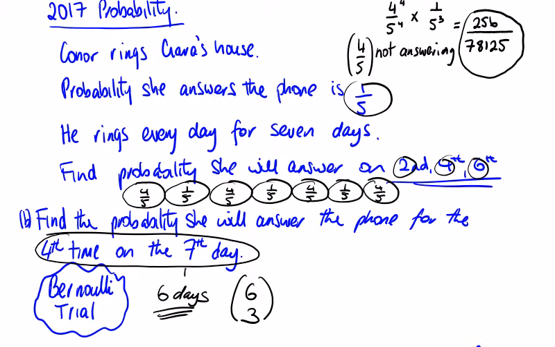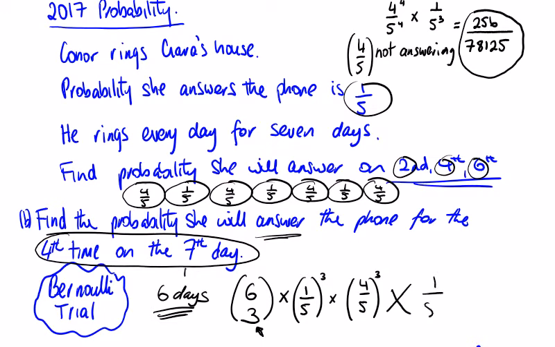And what we always do with these questions is we multiply by the probability of success to the power of this number. She's answered the phone 3 times, so that's 1 over 5 to the power of 3. And the probability of failure, which is also 3, she didn't answer the phone on 3 days, so 4 over 5 to the power of 3. And then we multiply by what's happened on that 7th day. She answers the phone on the 7th day, so that's 1 over 5.